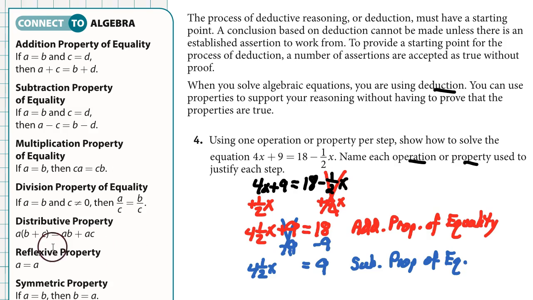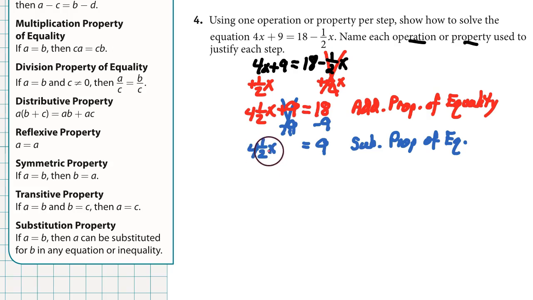We don't quite have the x alone. There's one more step to go. We can remove the coefficient in front of x using division. Let's divide by 4.5. And over on the other side of the equation, divide by 4.5. This creates 1x, or simply x, equals, and 9 divided by 4.5 is 2. What is the reason that we can divide both sides of an equation by the same number? That is called the division property of equality.